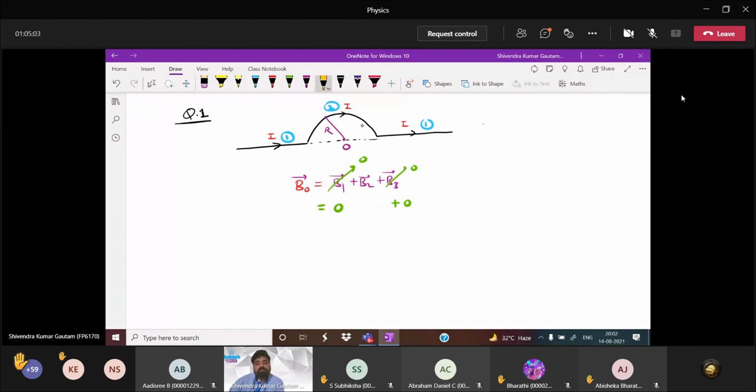You know this very well. Due to the semicircular wire, tell me what is the magnetic field? Mu naught I by 4R. Right. Now tell me, what is the direction if I ask you? Inward. Everybody should know the direction here. So our answer is mu naught I by 4R, and the direction is inward. Easy or difficult?